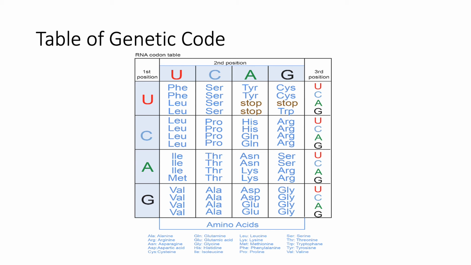And if the last nucleotide of the codon is U, then it's serine. AGU is serine. AGG is arginine.